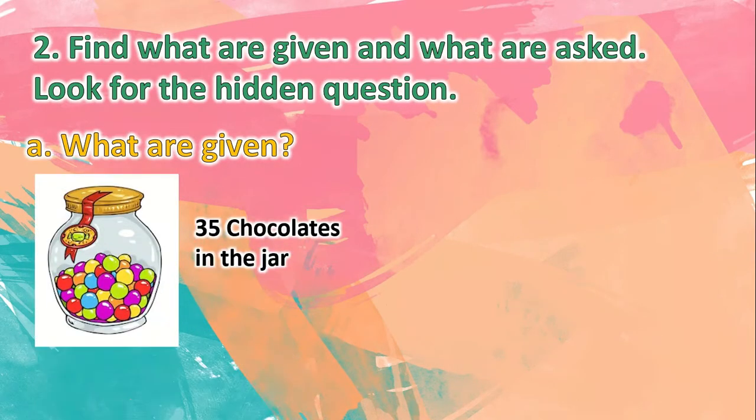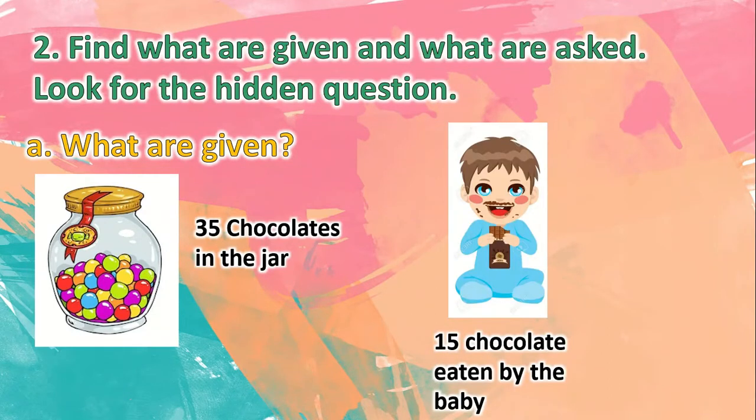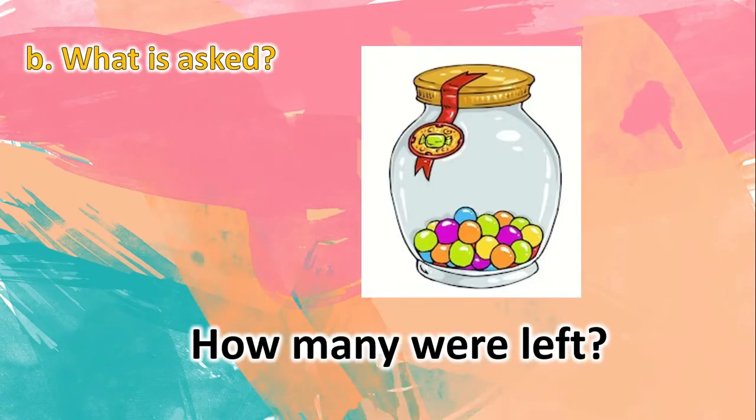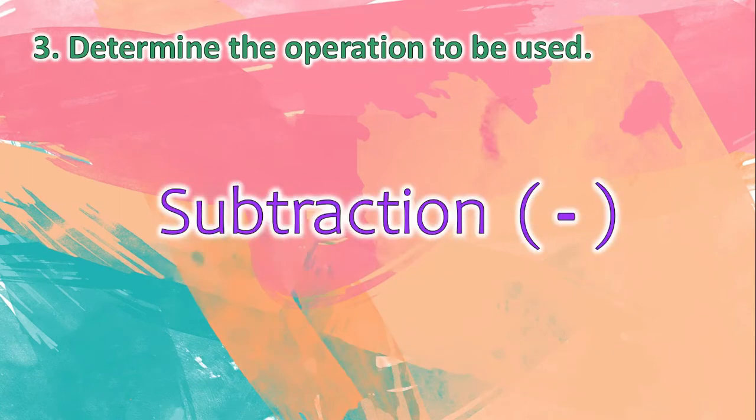What are given is 35 chocolates in the jar and 15 chocolates eaten by the baby. Those are the given of the problem. And the next one, what is asked? How many were left? That is the hidden question. The third step is you will determine the operation to be used. It would be subtraction, from the word left, meaning it's subtraction.